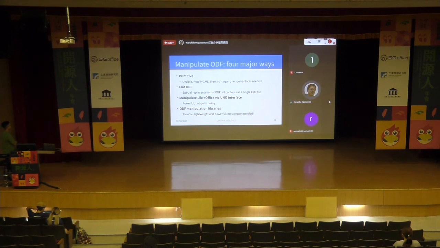So how to manipulate ODF? Maybe we have four major ways. One is a primitive way: unzip it, modify the XML, then zip it again. No special tools needed. If you want to replace something, for example, some meta tag into a different kind of tag, this way is very comfortable for you.